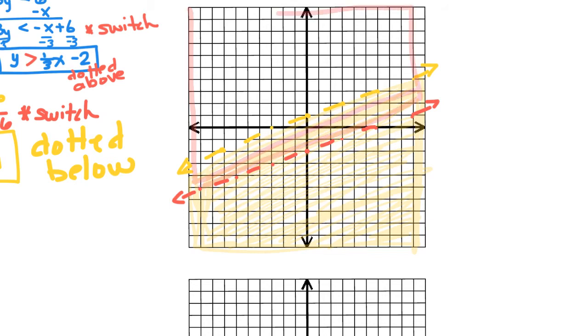So all of this will be shaded. However, the intersection happens only between the two lines. That's where the intersection of the inequalities happens. So if you like, please shade those darker or shade them a different color to show that this blue part right here is the solution to this system of inequalities. Please try number 4 on your own.